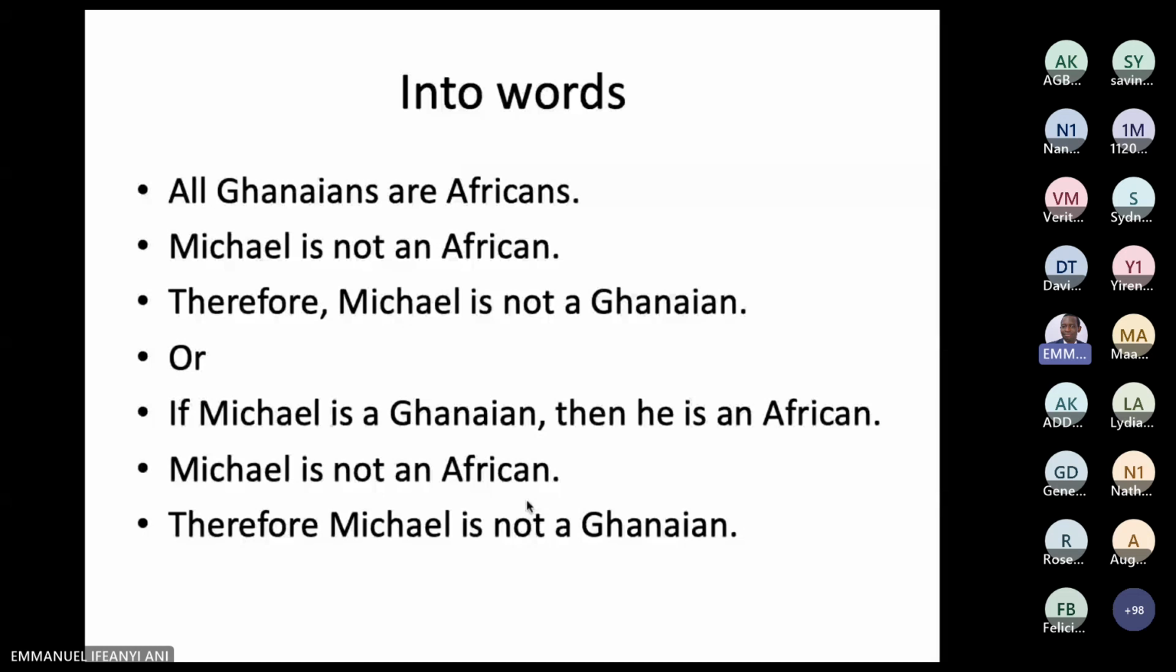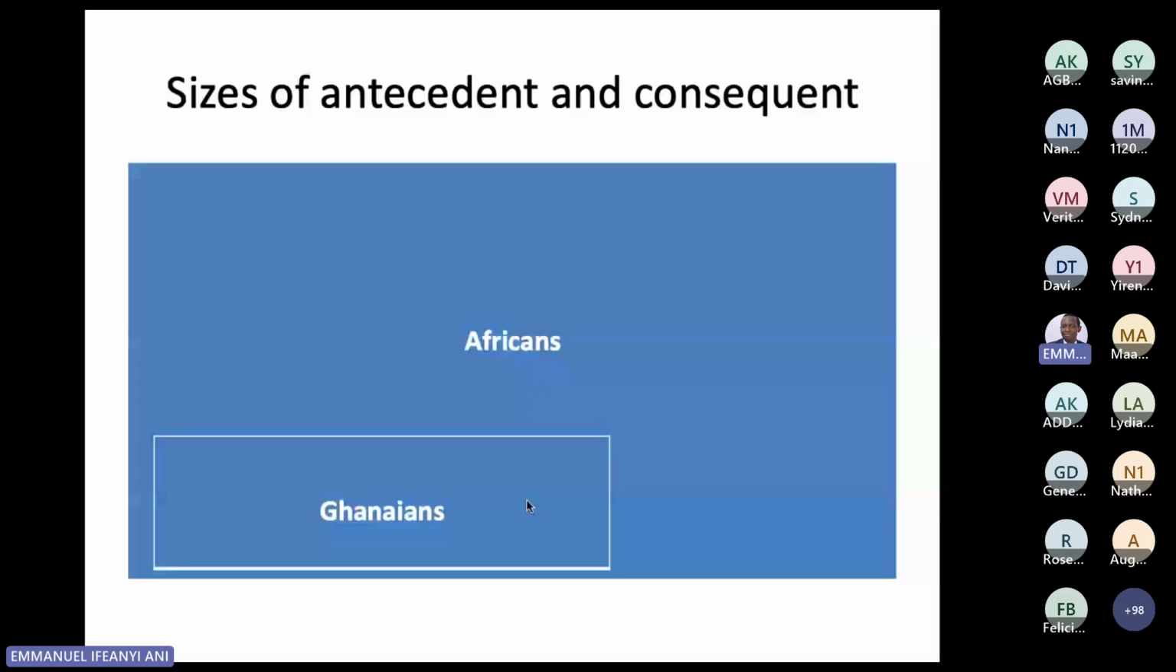So let's go back to the two boxes. We said all Ghanaians are Africans. Michael is not an African, therefore Michael is not a Ghanaian. We said it's valid. Why is it valid? If Michael is not an African, he is not anywhere in the larger box, and that includes the Ghanaian box. So when you say Michael is not an African, therefore Michael is not a Ghanaian, it's a valid argument. Denying the consequent leads you to a valid conclusion, and denying the consequent is what we call modus tollens.